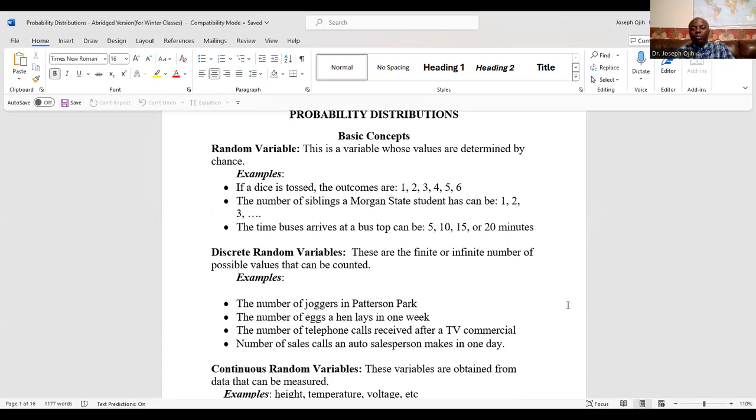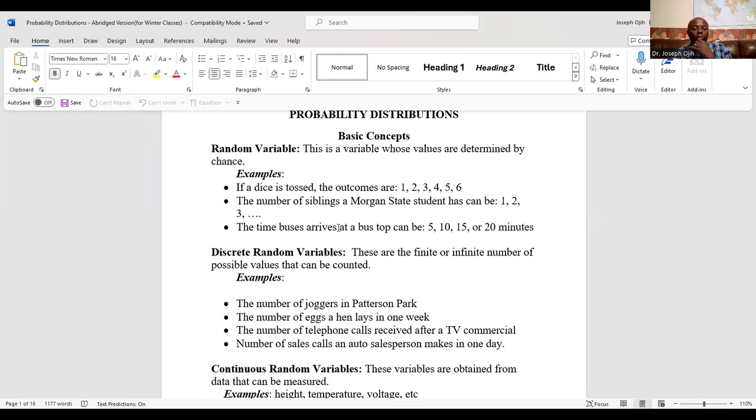For example, when we toss a dice, the outcome can be 1 showing up, 2 showing up, 3 showing up. All these are random. The arrival time for a bus at a bus stop can also be random sometimes. If the bus is supposed to arrive at 10 o'clock, it might arrive 5 minutes early, or 5 minutes late, or 10 minutes late, or even on time. So these values are determined by chance to some extent, depending on the traffic.